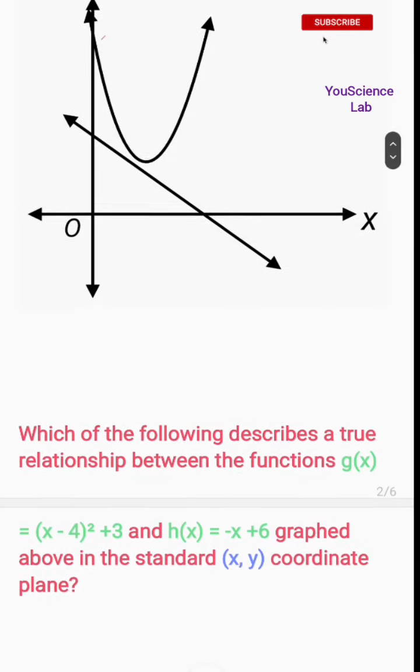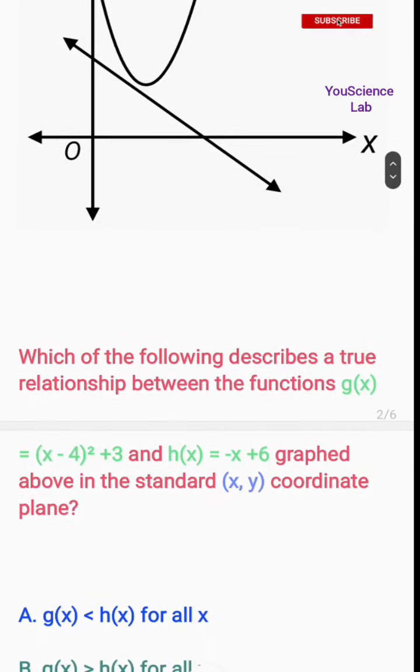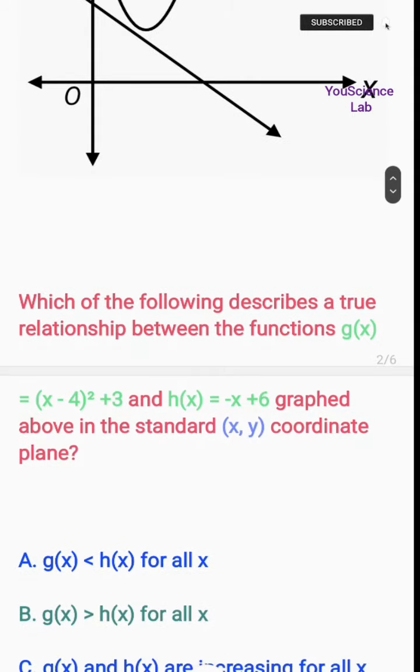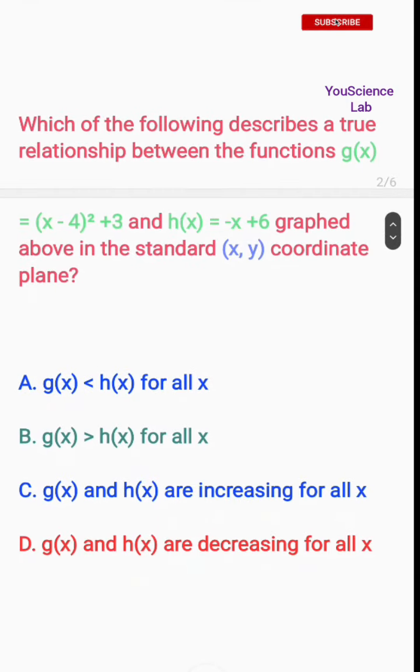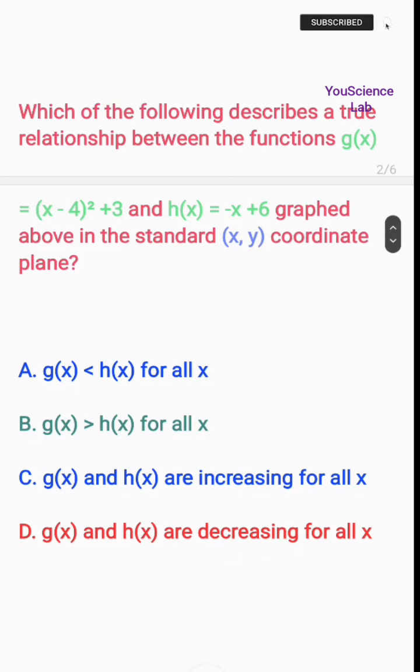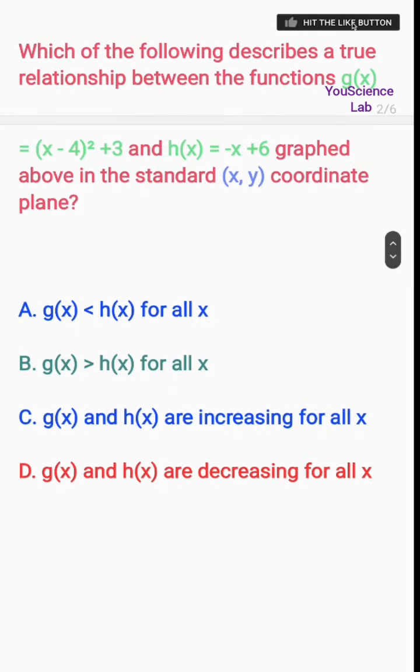Which of the following describes a true relationship between the functions g of x equals (x minus 4) all squared plus 3 and h of x equals minus x plus something, graphed above in the standard xy coordinate plane? Option A, g of x is less than h of x for all x. B, g of x is greater than h of x for all x. C, g of x and h of x are increasing for all x. D, g of x and h of x are decreasing for all x.